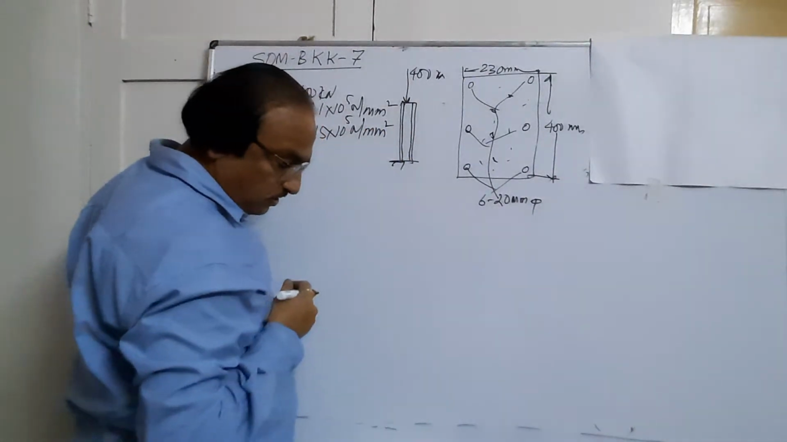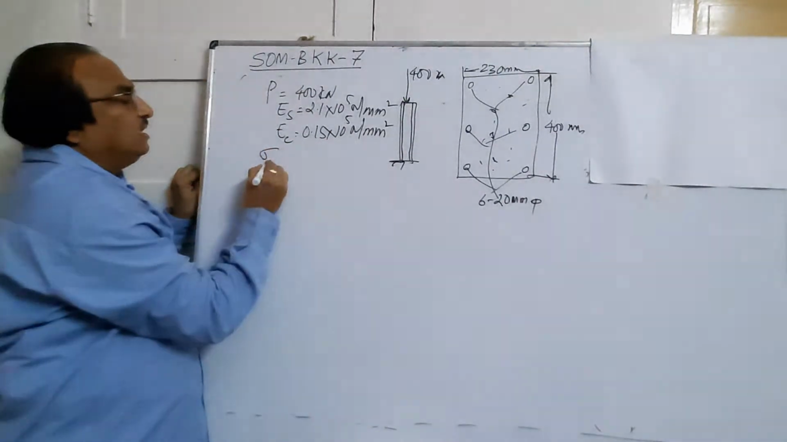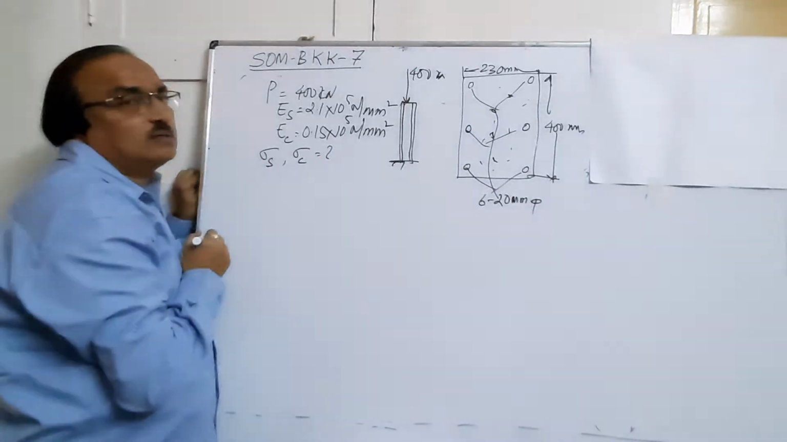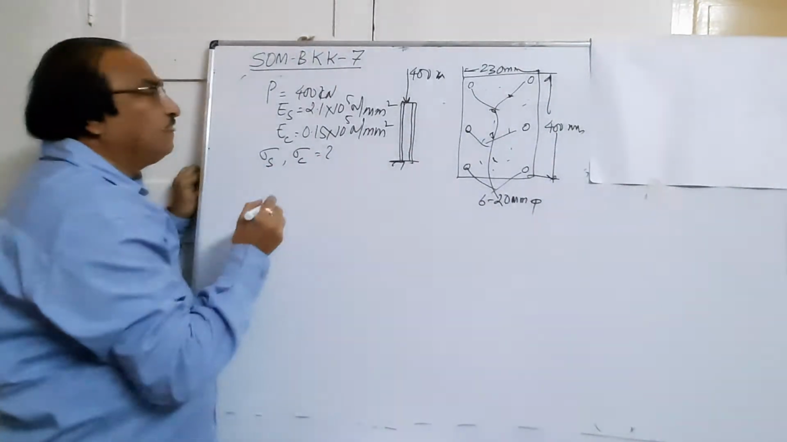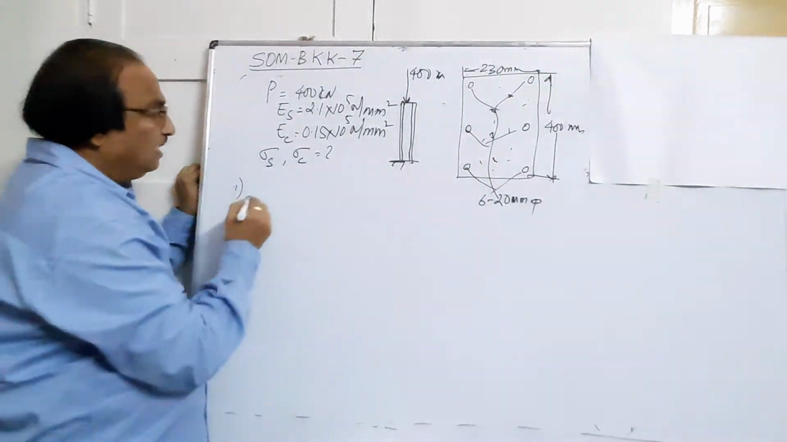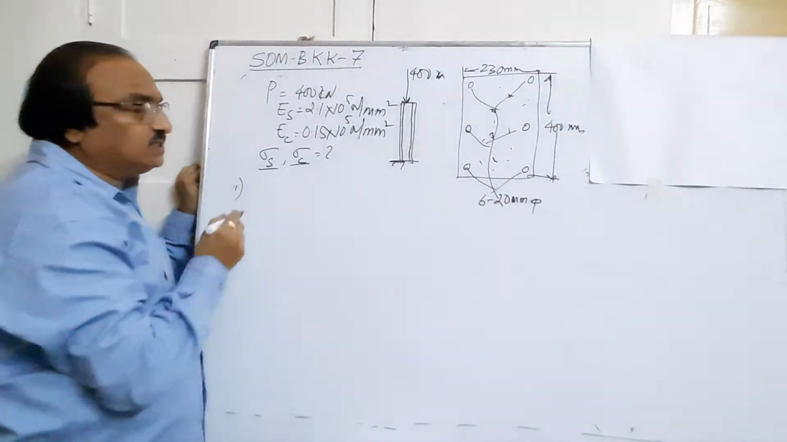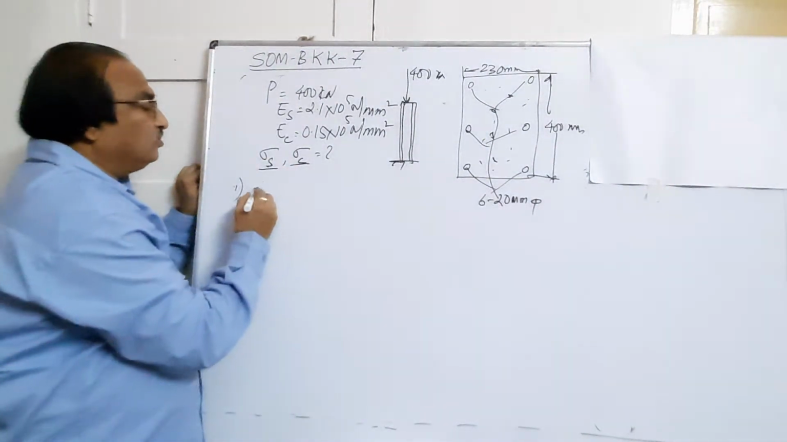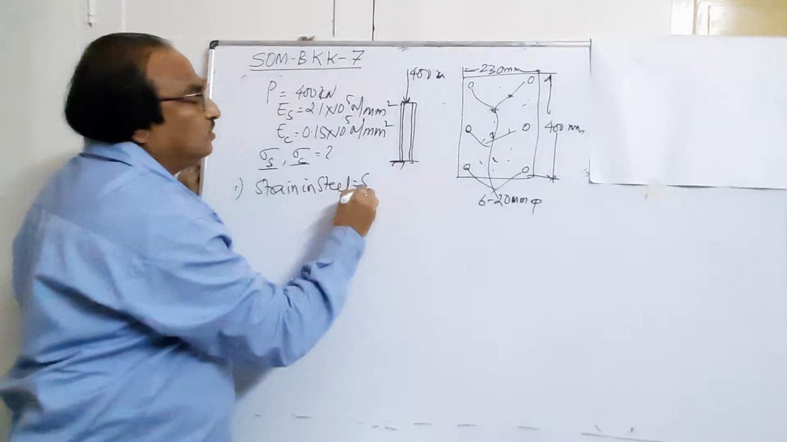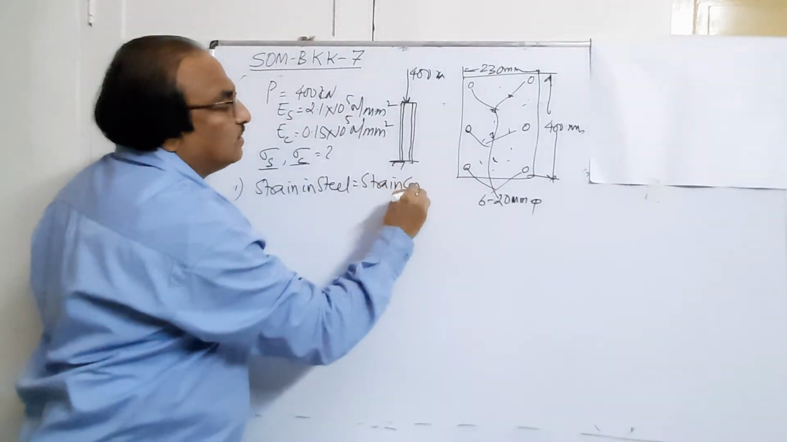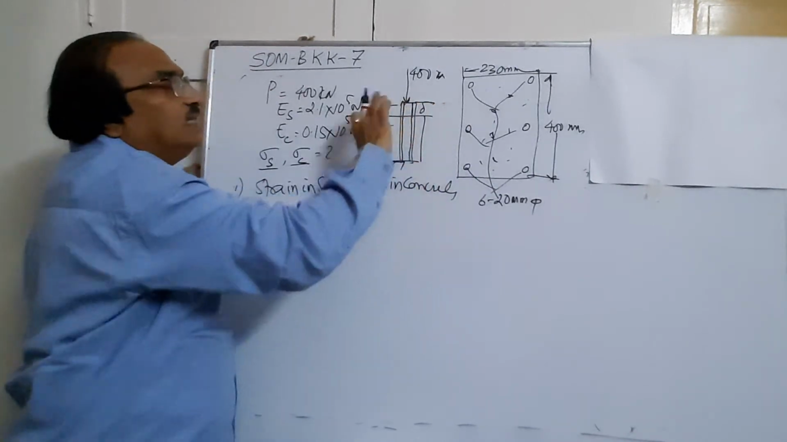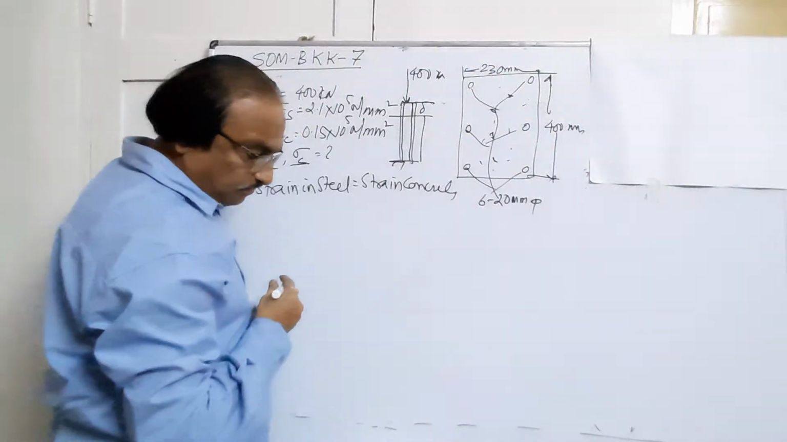So here you are required to find out what are the stresses in steel and what are the stresses in concrete. These two things you will have to determine. So you will be using two conditions here. The first condition: let sigma S and sigma C be the stresses in steel and concrete. We use strain in steel is equal to strain in concrete, because both will get pressed by the same value. Deflection will be the same, length is the same, so both will have the same elongation.